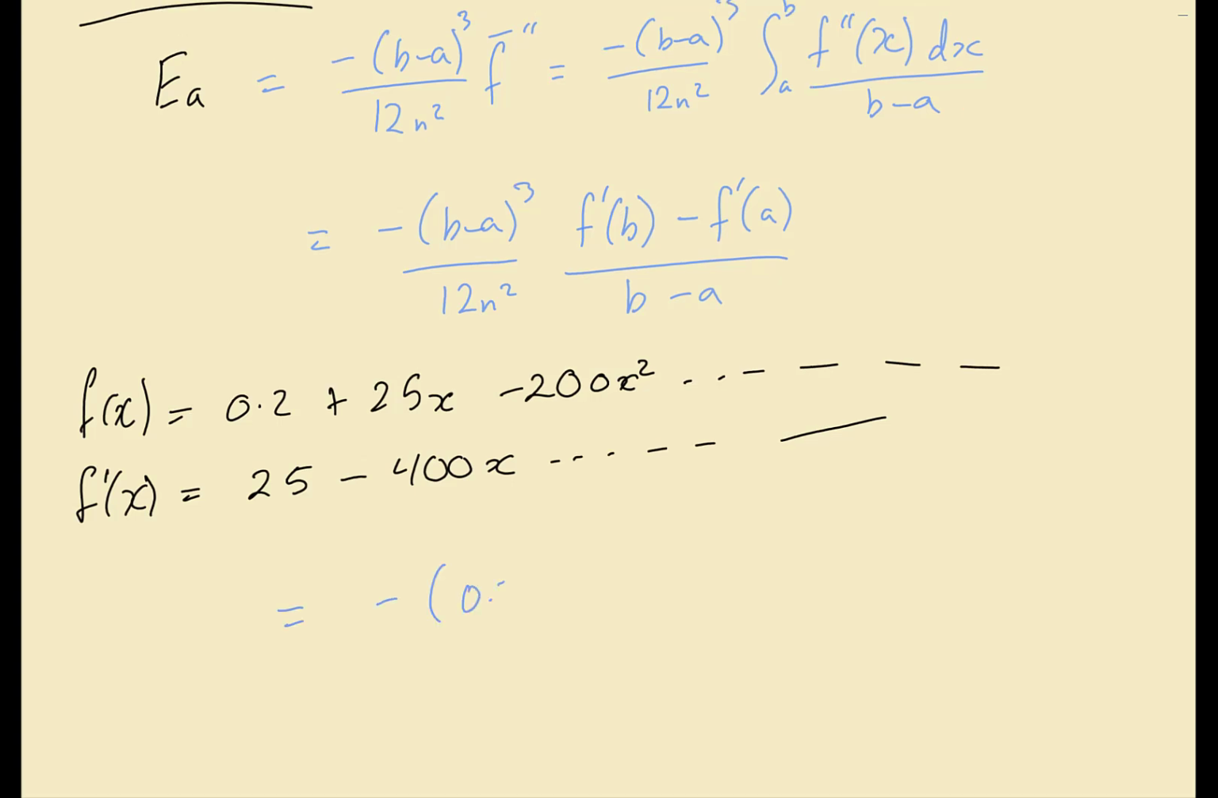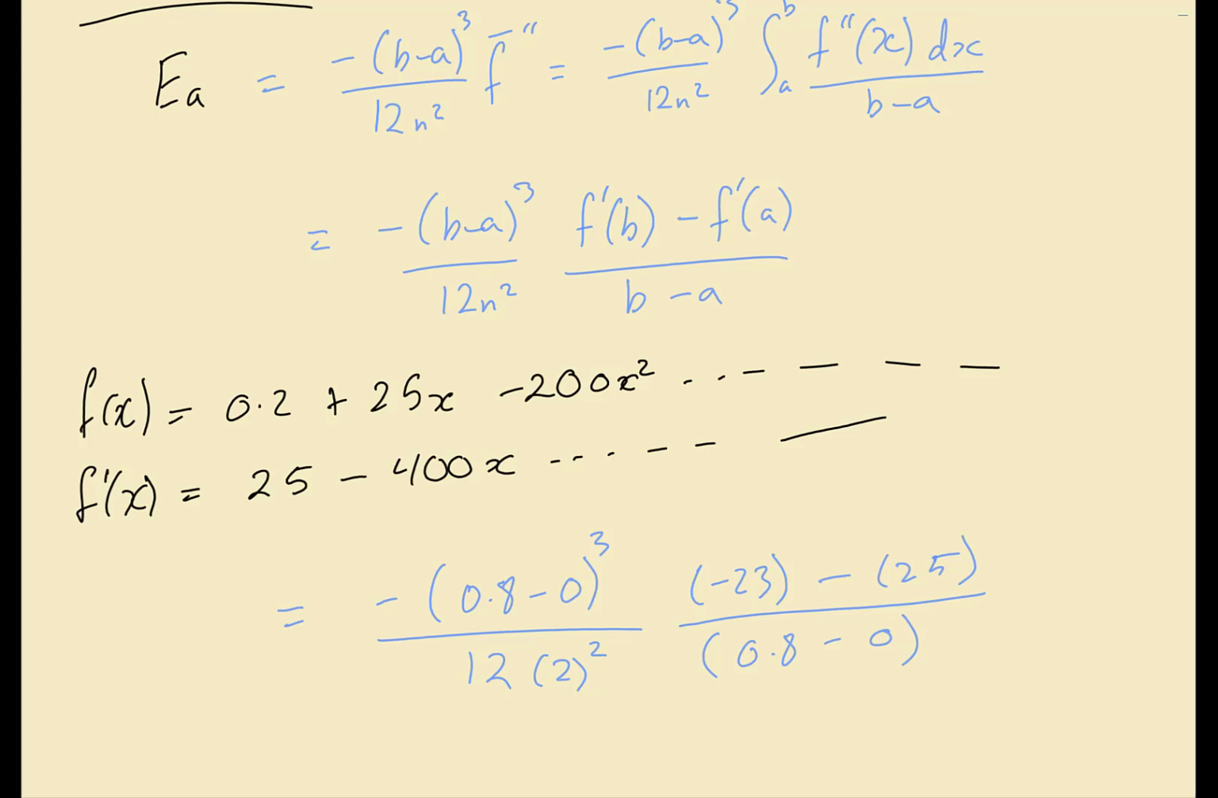So you basically plug in the values to this equation. b is 0.8, a is 0. You cube that, you divide by 12 times n. n is 2, we have 2 segments. Multiplied by f prime at 0.8 minus f prime at 0. If you do the math, you would get negative 23 minus 25 divided by 0.8 minus 0. You find that this is 0.64.